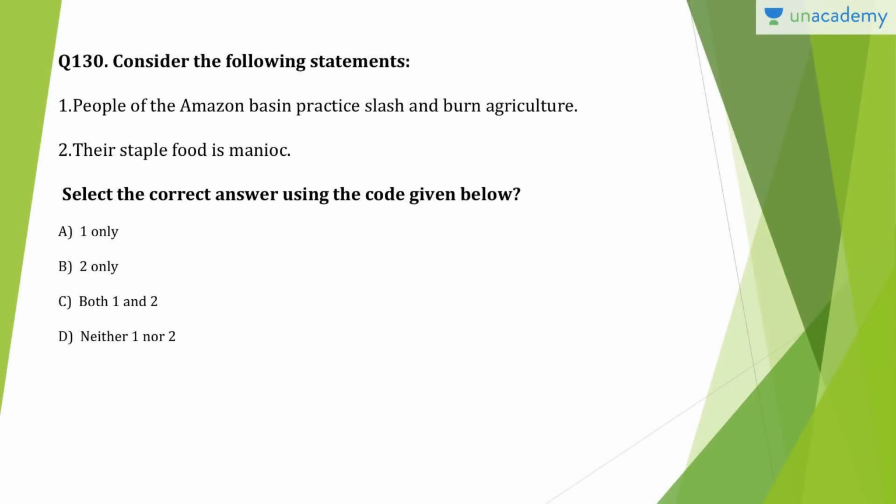Last question for the day. People of the Amazon basin practice slash and burn agriculture. Yes, it is also commonly called jhum cultivation, but it has like 20 different names in the entire world. And their staple food is manioc. Yes, it is also known as cassava, that grows underground like the potato. Answer is C, both 1 and 2.